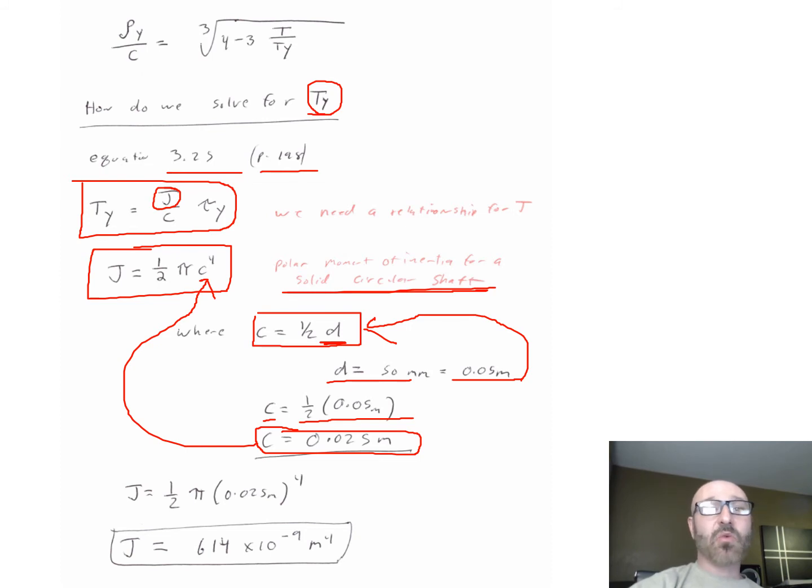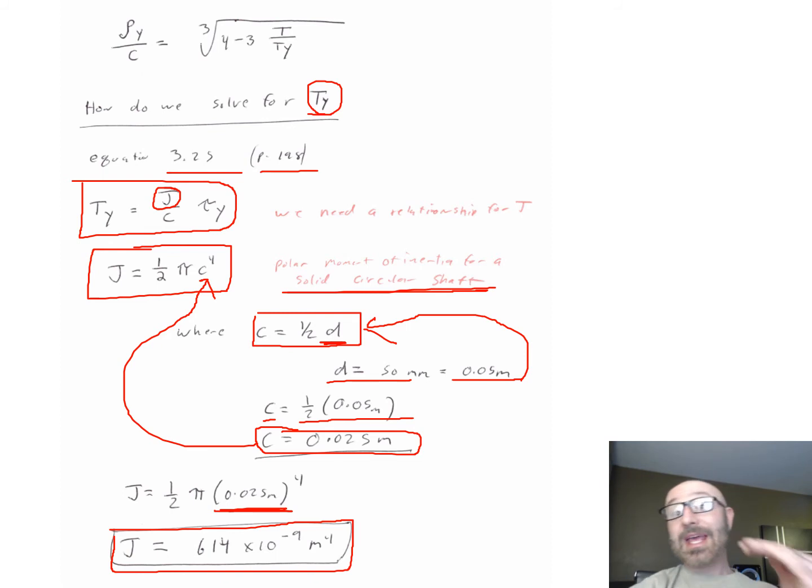So J is equal to 1/2 pi times that value for C, which we just solved for, 0.025 meters, to the fourth. Double check your units, do out your math. Now you have a numerical value for J. J is equal to 614 times 10 to the negative 9 meters to the fourth. Is that the correct units for your polar moment of inertia? Yes, it is. It should be in meters to the fourth.